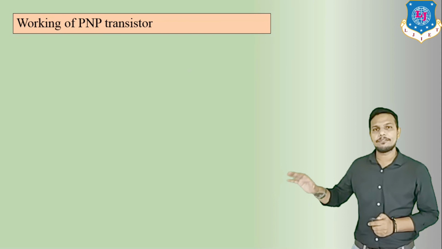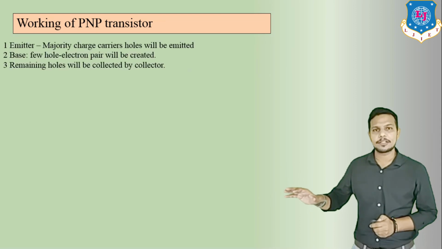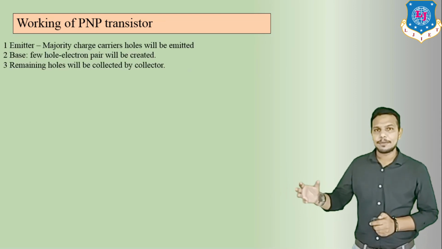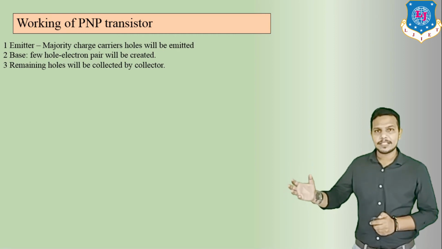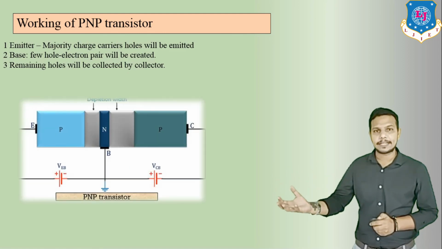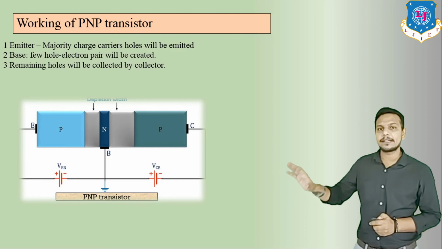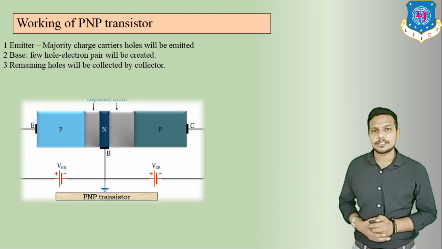Now here we can see the working principle of a PNP transistor. Similarly, the emitter's majority charge carriers, holes, will be emitted. In the base, a few hole-electron pairs will be created, and the remaining holes will be collected by the collector side. Here we can see the construction of a PNP transistor.